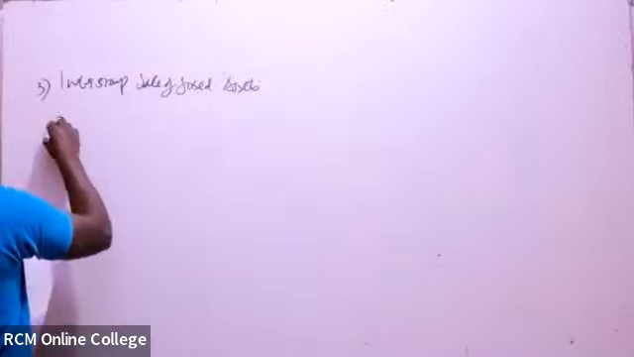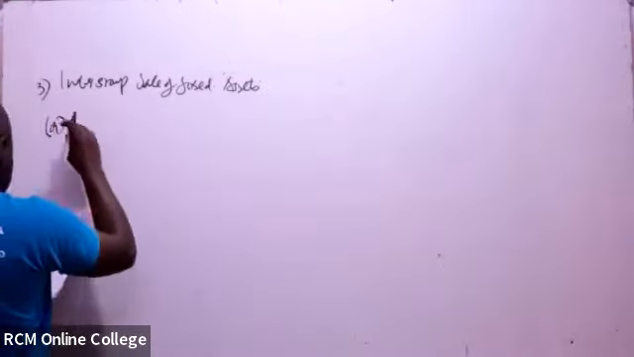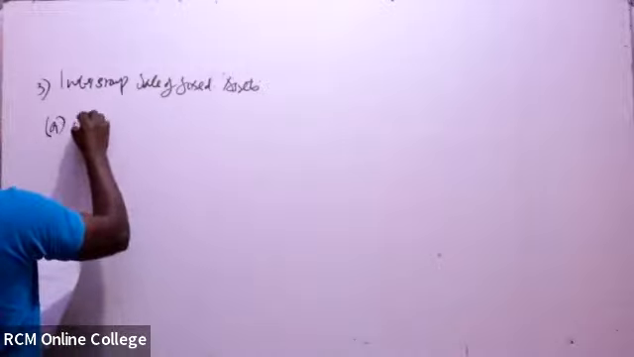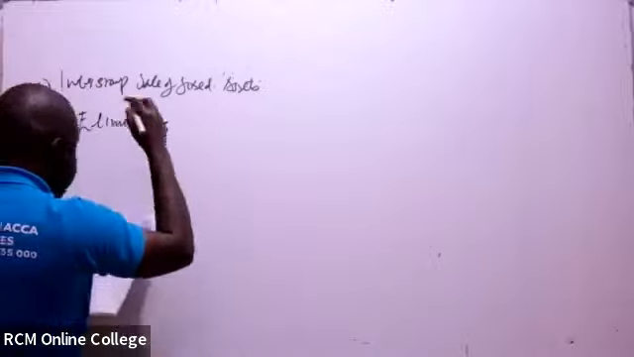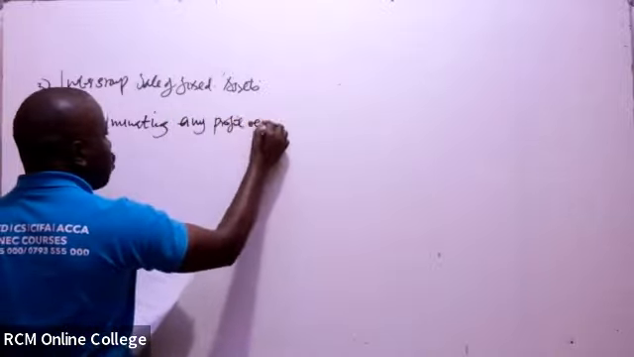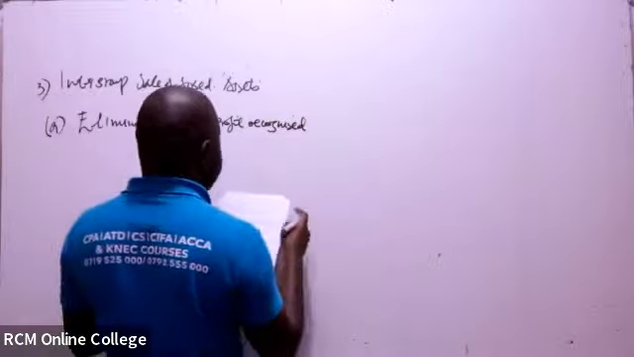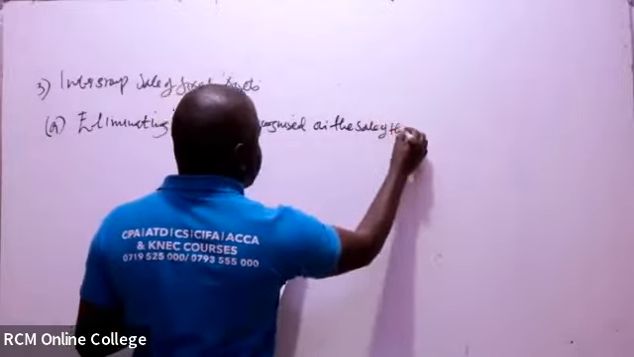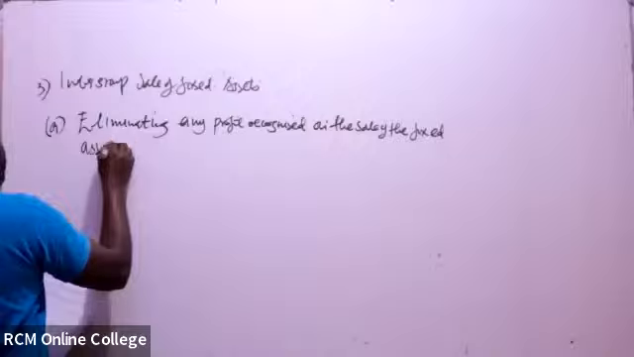The first adjustment is to eliminate any profit recognized on the sale of the fixed asset. So the first one will be dealing with eliminating any profit recognized on the sale of the fixed asset. You eliminate it.